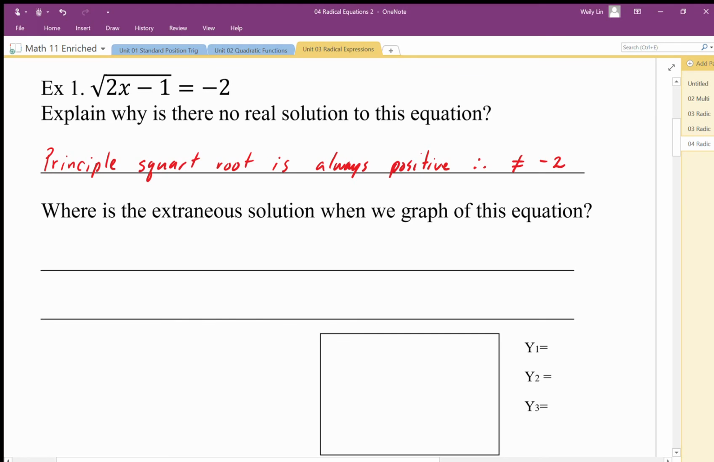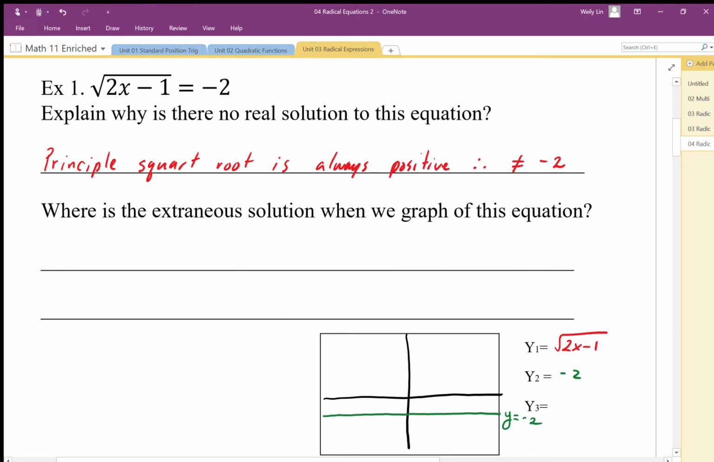So I'm going to graph the square root of 2x minus 1, and I'll also graph -2. When we graph this, what does this graph look like? If we graph y equals -2, that's going to be pretty straightforward. y equals -2 is going to be this horizontal line at y equals -2.